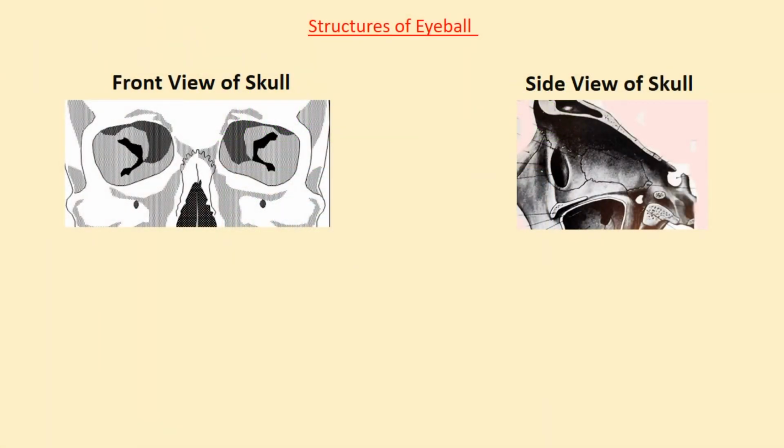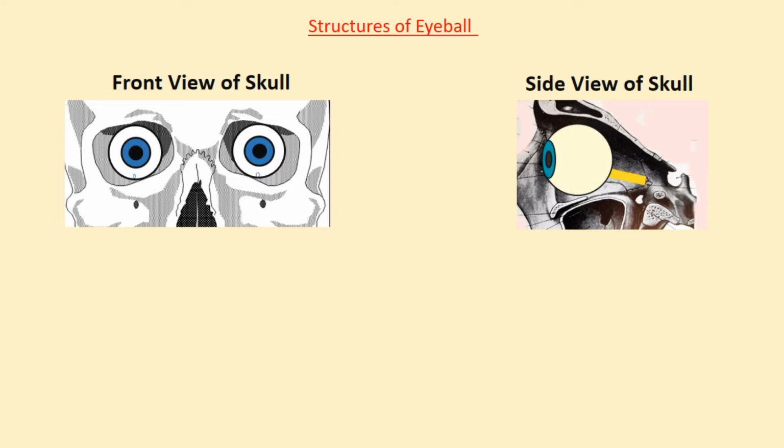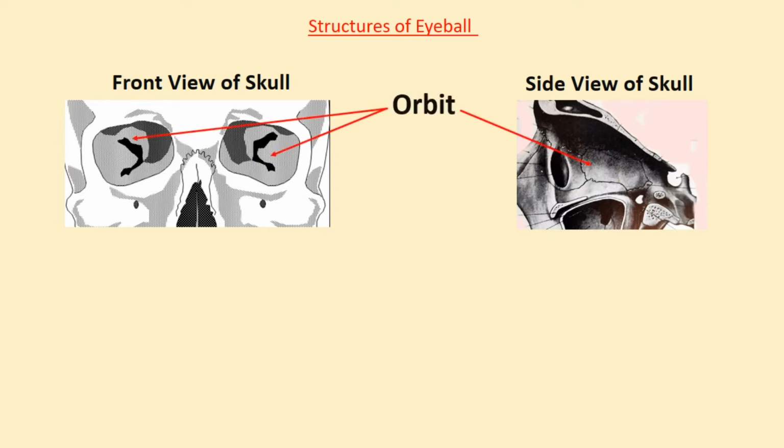These are two images of skull bone. The left one is from front and the right one is from side. The area of skull where our eye remains suspended is known as orbit. The volume of orbit is about 30 cc and its length is about 40 mm.